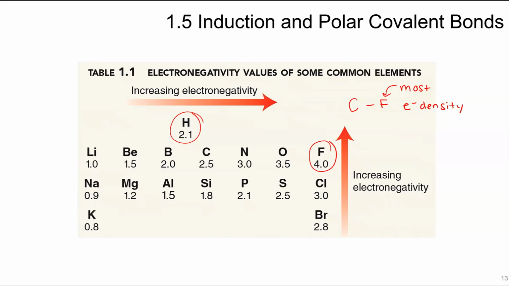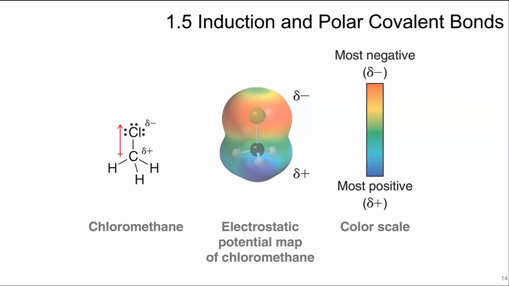All right, so again, most of the electron density is on the more electronegative atom. If we look at chloromethane, carbon is electropositive and chlorine is electronegative, which is represented by these partial charges. And this dipole arrow represents the direction of electron density. So this is where the negative part is, the arrowhead, and the tail, where this plus is, is where the positive is.